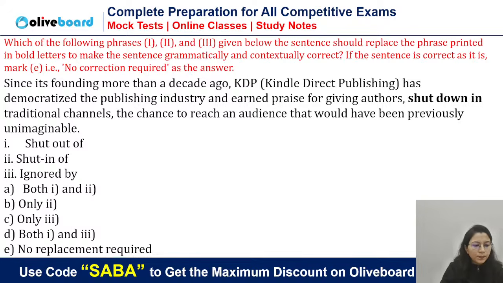Nice question based on phrasal verb. A question based on phrasal verb. A means 1 and 2. Majority is going with A. Some are saying C. Some are saying D also.